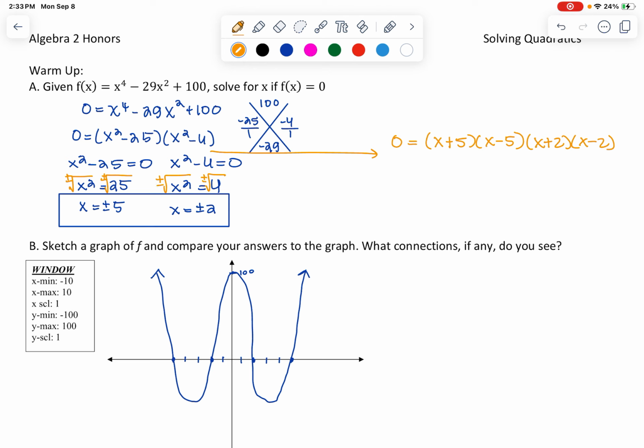I also asked you to graph this in your graphing calculator. Go to y equals, put in your original equation right here, and then fix your window so that your y values are seen. And you can see that these are your zeros, negative 5, negative 2, 2, and 5. You could also see your y-intercept of 0, 100 there.